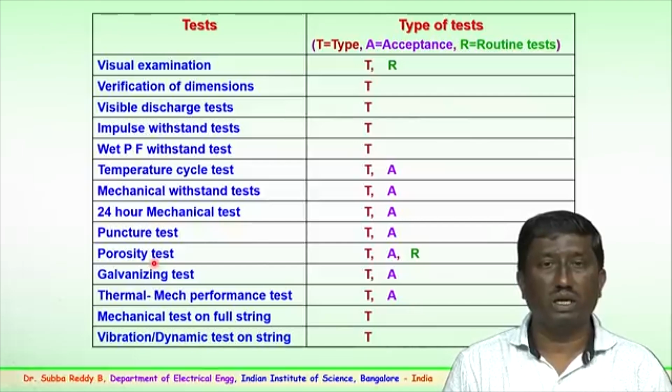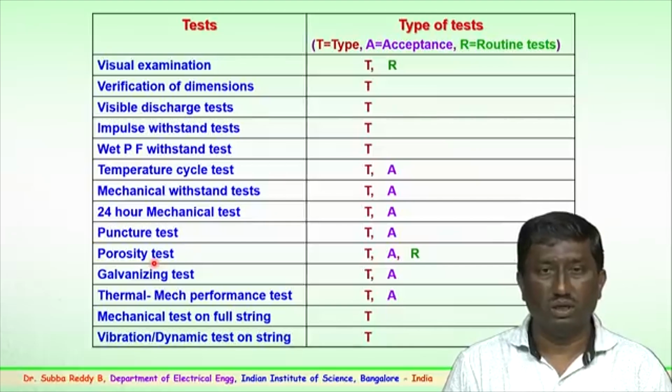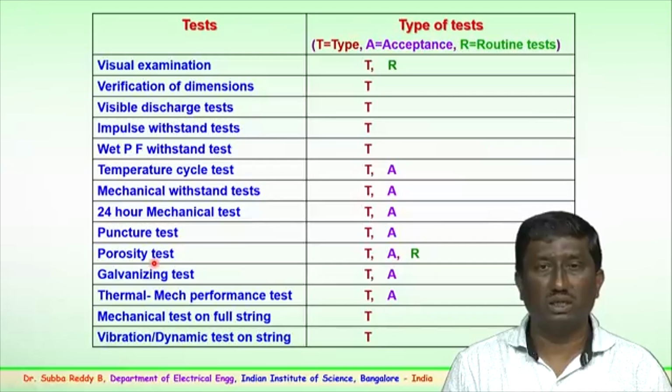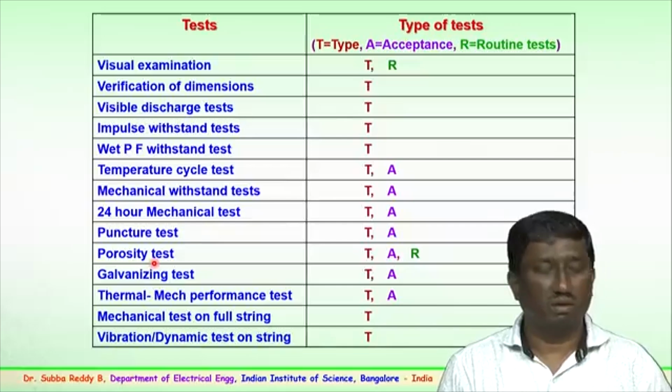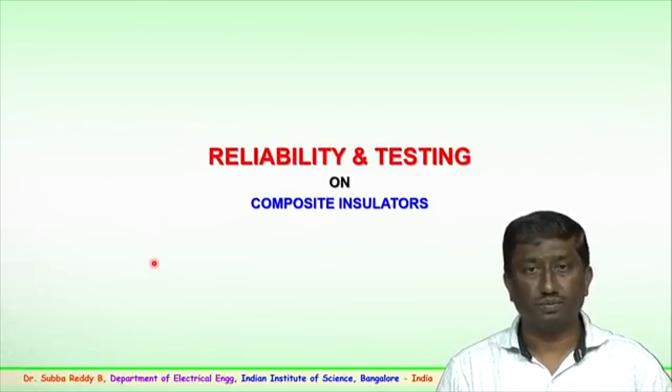So, you have thermal mechanical, then vibration; these are all the mechanical related tests. We have also discussed the radio interference test and pollution test. Several of these tests, depending upon the voltage levels at which the insulators or insulator string are used, are specified in the IEC 60060 standards, which are mandatory before being used in the field.